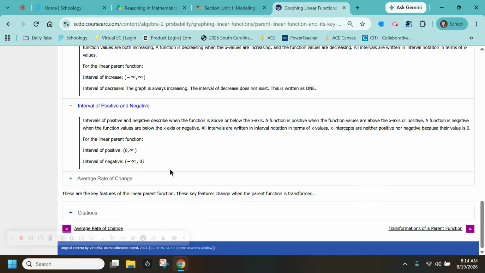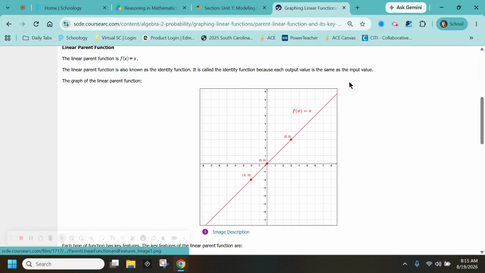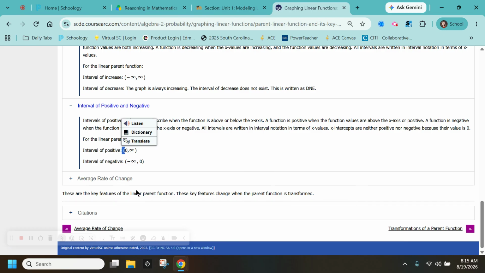Intervals of positive and negative describe where the function is above or below the x-axis. A function is positive when the function values are above the x-axis. It is negative when the function values are below the x-axis. All intervals are written in interval notation in terms of x values. So x-intercepts are neither positive nor negative because their value is 0. For the linear parent function, we have an interval of positive from 0 to infinity. So from here up to infinity. And again, the intercept is at 0. So that is not included, and hence why there's not a square bracket there.